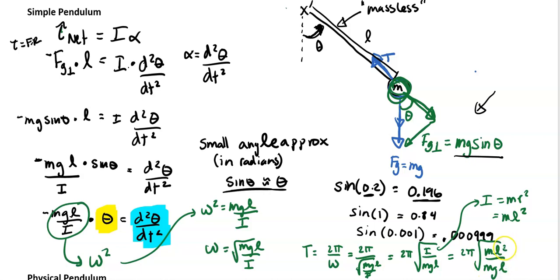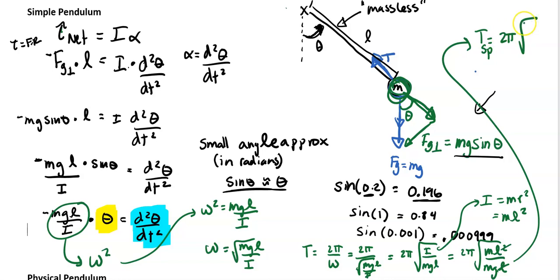Oh my goodness, I love it when things cancel. L squared cancels with the L down there. Sorry, that was a little messy. And an m cancels out too, I almost missed that. So the period of what I'll call a simple pendulum, SP, is 2 pi square root of L over g. Awesome. So we just derived the period of a simple pendulum. And again, there are a lot of calculus things at play, where mgL over I is equal to omega squared.